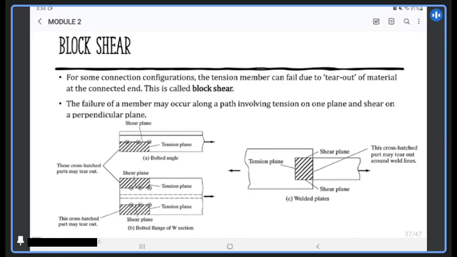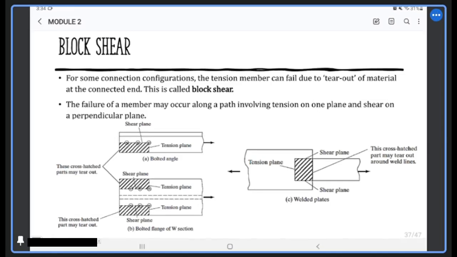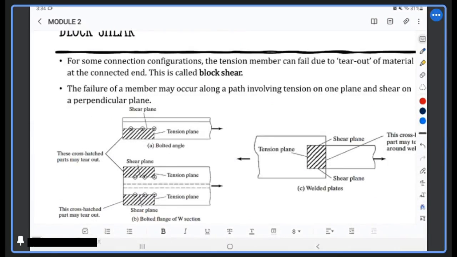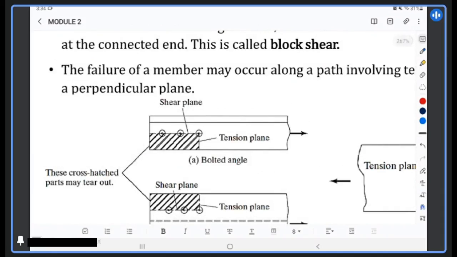Okay, so if you look at those three figures, okay, two of which are connected by bolt and one is connected by through welding. No? Letter A and B are bolted connection and letter C is a welded connection. So what will happen? What are the possible tearing failures? So we look first at figure A. So the crosshatch parts may tear out. Itong mga shaded part daw. Okay, might tear out. And what are the possible failure?